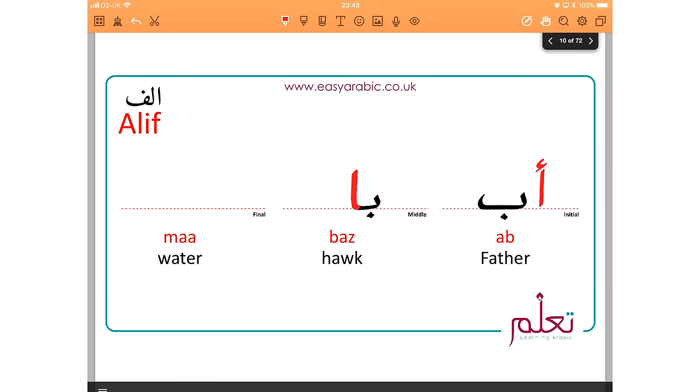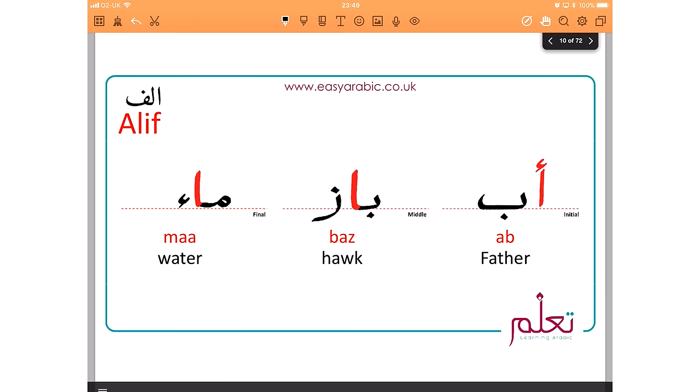Then we have the za, which is baz, which is hawk. The next one is ma. So the alif at the end, the meem, and then we know the alif joins onto it. And sometimes they put the hamza at the end. Ma. So ab, then we have baz, and then we have ma. Okay? So that's the letter alif.